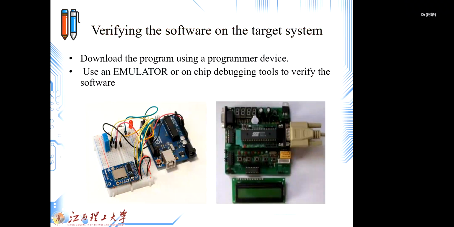Then after you verify your code by software and simulator, the next step is to use the real hardware and download it into the ICs using the programmer device. In this stage, you should use the emulator or on-chip debugging tools to verify the software. Suppose here I use the Arduino or another board, some microcontroller, AVR, to test the program that was written before.